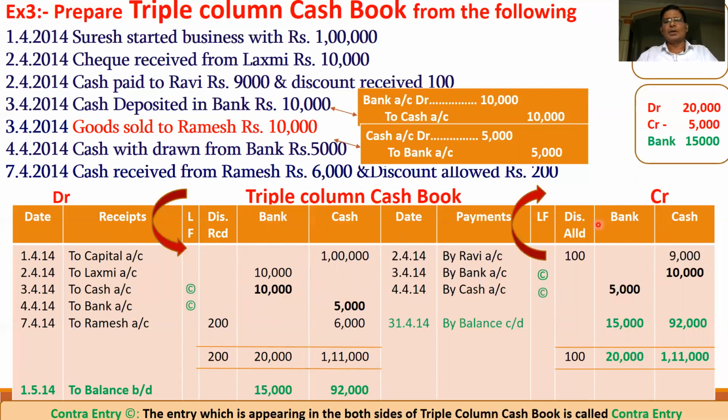Triple column cash book: one column is the cash column, one column is the bank column, another column is the discount column. So cash column, bank column, discount column.